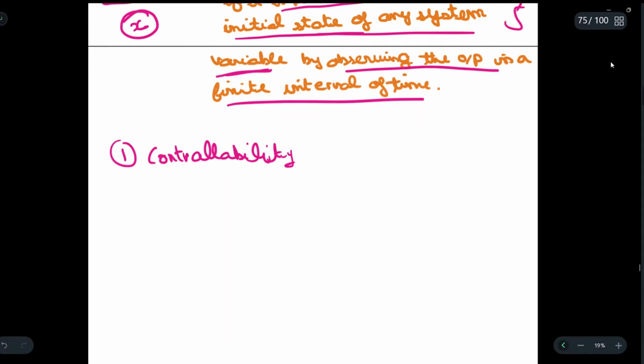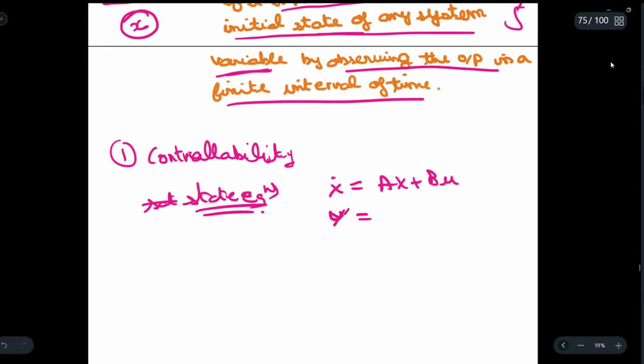So now first we will write the state equations. The state equations are given by x dot is equal to Ax plus Bu and y is equal to Cx plus Du. These are our state equations, or the state space analysis.